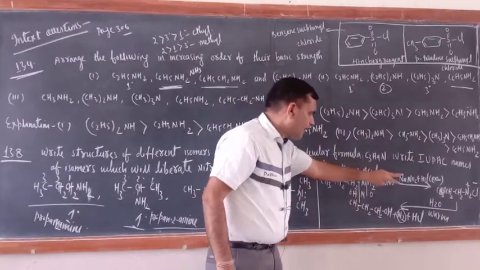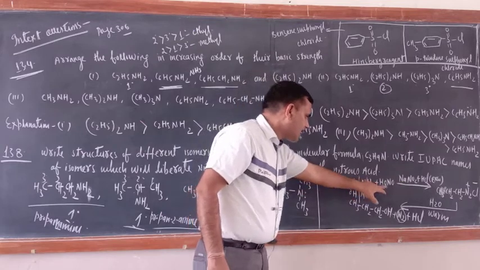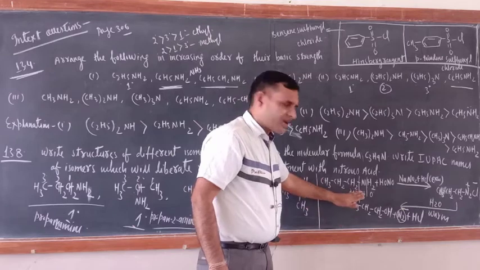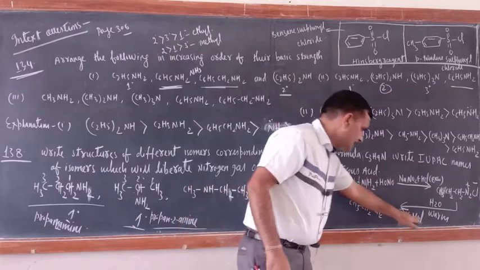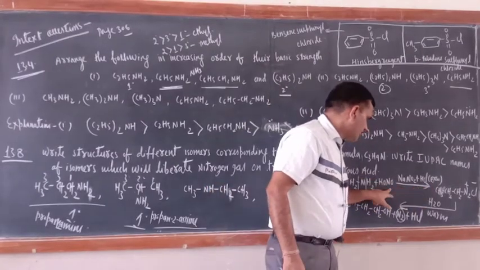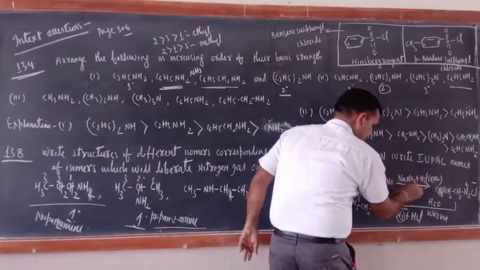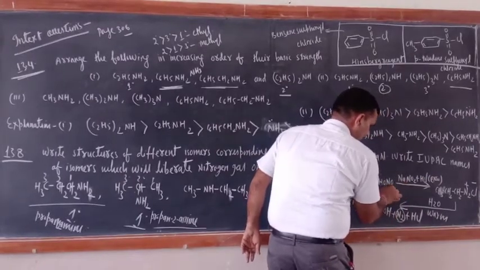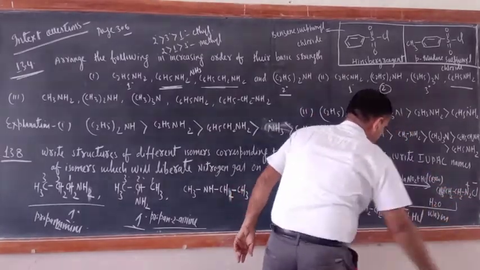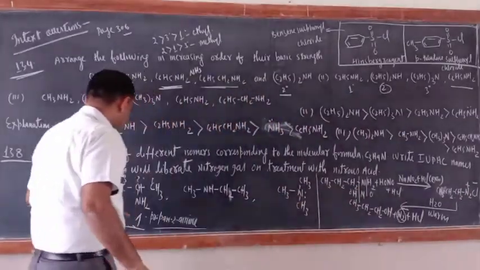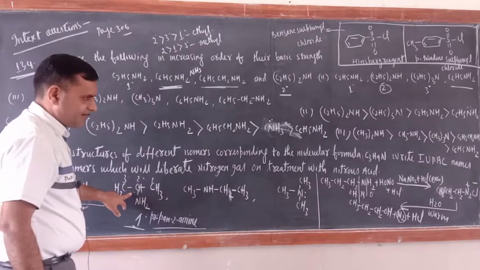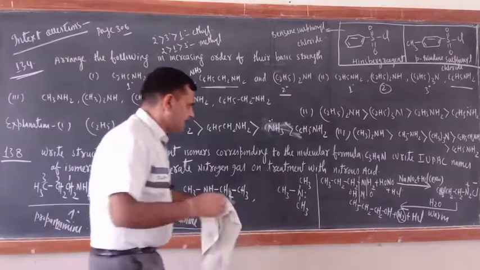But if you don't want to write the intermediate, then HONO can directly react with this one and it will form alcohol, N2 and H2O. So HCl will not be there. HCl will be the product when this is in excess amount, so it will react here. Here you can write plus HCl, no problem at all. It is up to your wish. Now this will also react in the same way. How will it react? Just see.